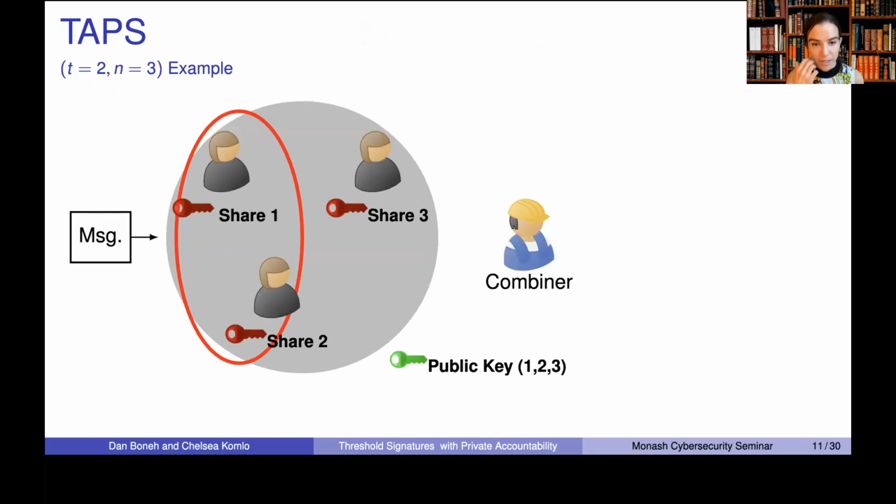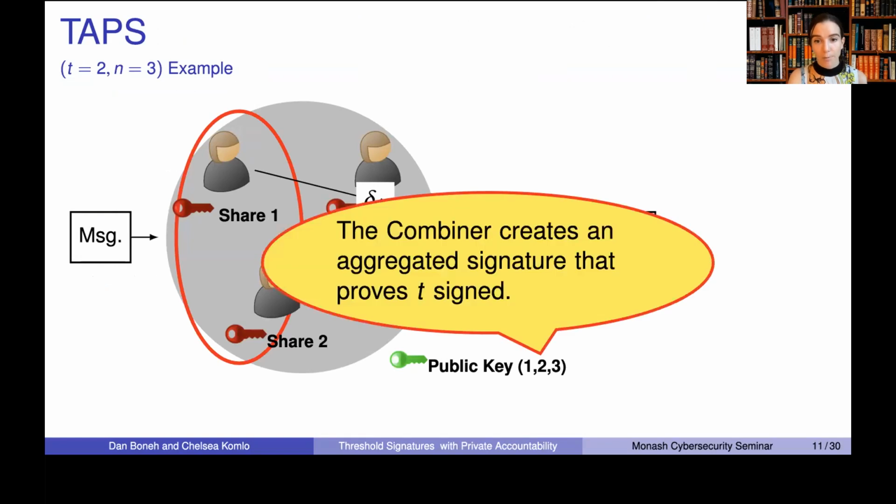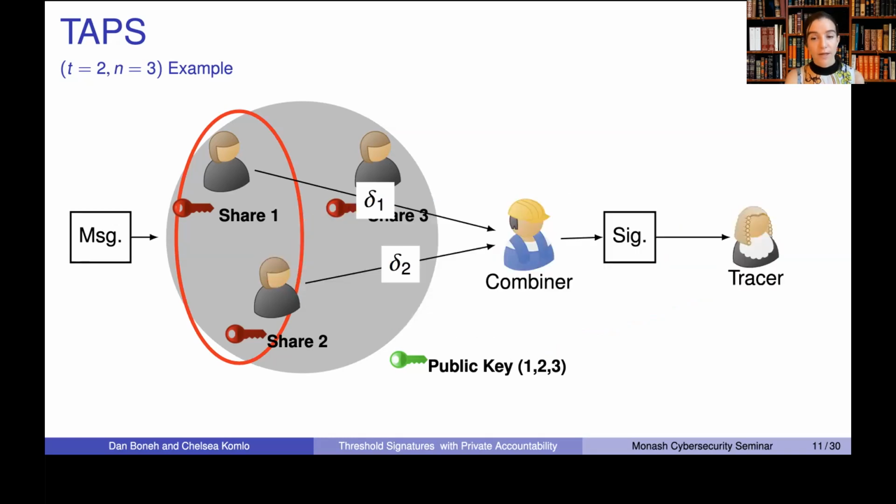Grounding this again in the 2 out of 3 threshold scheme example we looked at, the way a TAPS works is that a message comes in and you have a set of signers which issue signature shares to the combiner. And the combiner again issues a signature. But in this setting, the combiner creates an aggregated signature that proves T signers signed. So in addition to aggregating the signature, it also produces a proof that demonstrates at least T of these signers participated. Then if that signature is input into this designated entity that we call the tracer, it is able to output which signers participated. But if anyone else were to look at the signature, they would not be able to do so. So really, it's only the tracer that can produce this information.